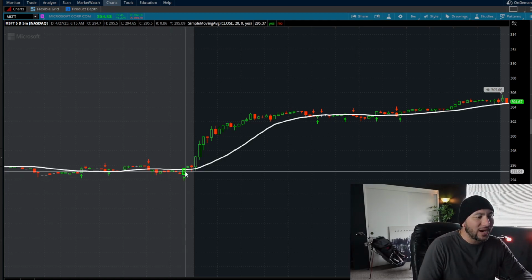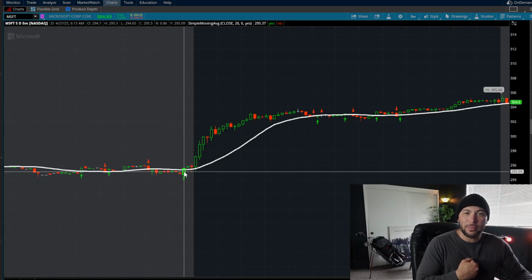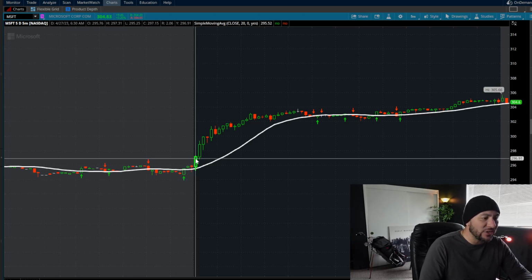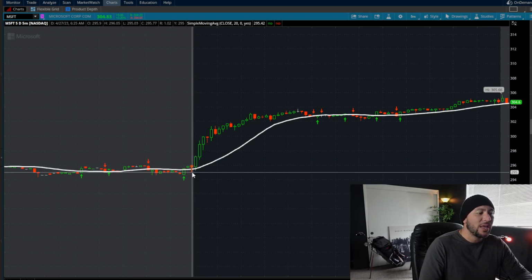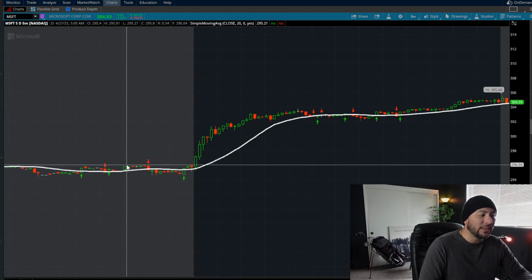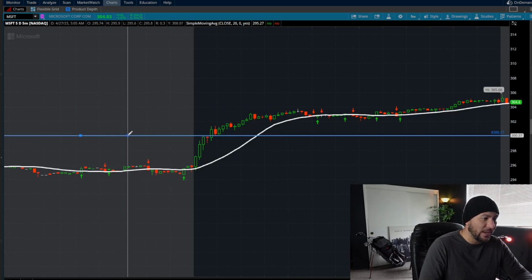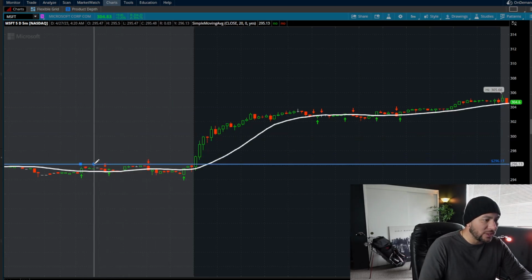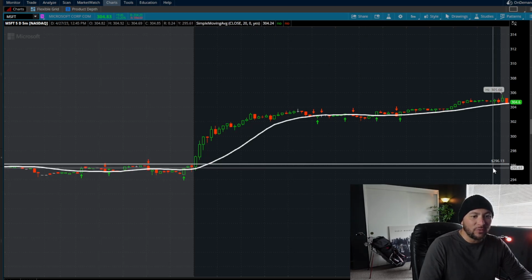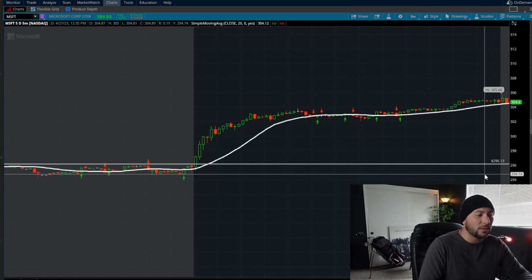Now, if we are trading above the pre-market 20 SMA and the market now opens here at 6:30 a.m. Pacific Standard Time, but we are below the pre-market lows, what we are going to do is use the pre-market highs as our pivot. So pre-market highs is going to be our pivot. That pivot level was 296.13 on Microsoft.